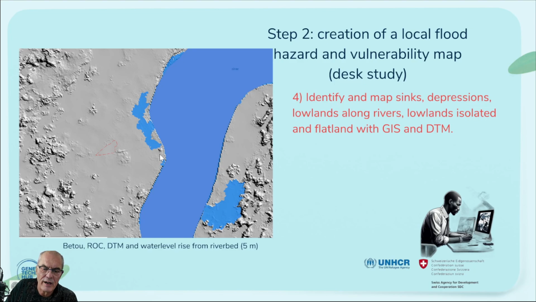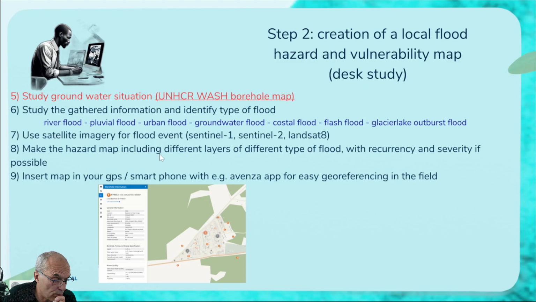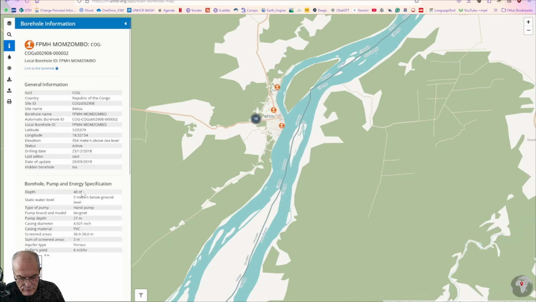So we have defined the low areas along the river. It means the areas that are flood-prone along the river. We have another type of flood: flooding due to groundwater. If your groundwater level is very high, then it is also possible that the water is coming from the soil. I give you now a link for this site.